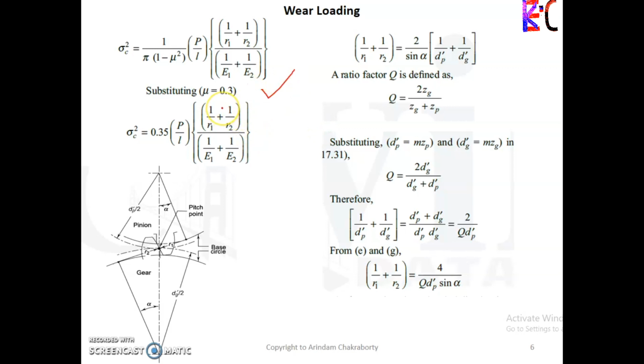Scientists came up with the best value for the gear, that is the best frictional coefficient it could have. It is 0.3. That's why they substituted 0.3 over here, and they got this value 0.35, p by l and everything. Now after doing this, they came up with something which will be matching, which will actually help to calculate one thing.